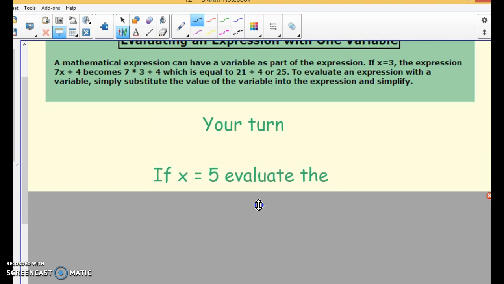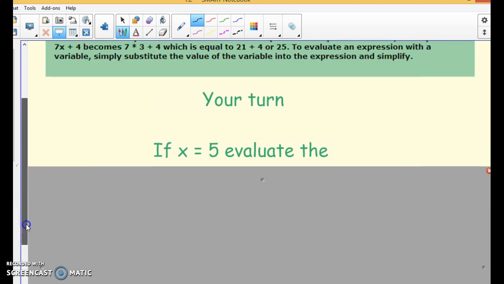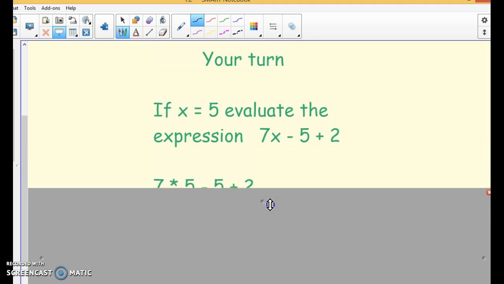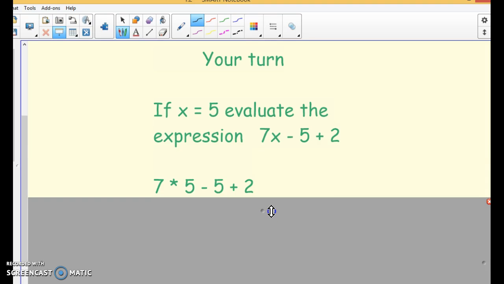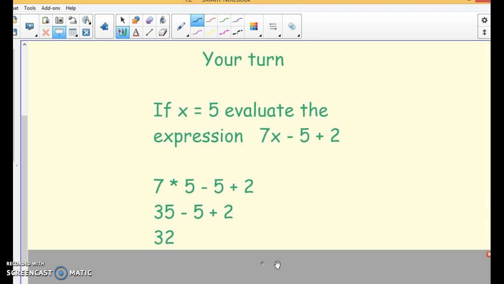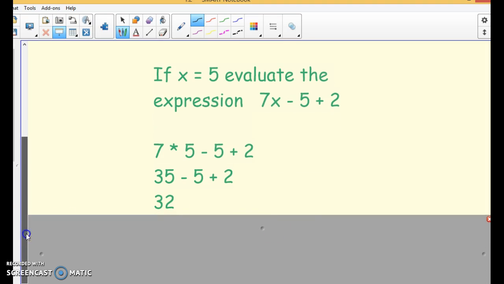So I have x is negative 5. So anytime I see an x in my equation, I'm going to plug in a negative 5. So I have 7x minus 5 plus 2. Well, instead of saying 7x, I'm going to say 7 times 5. So 7 times 5 is 35, minus 5 plus 2. 35 minus 5 is 30. 30 plus 2 is 32.